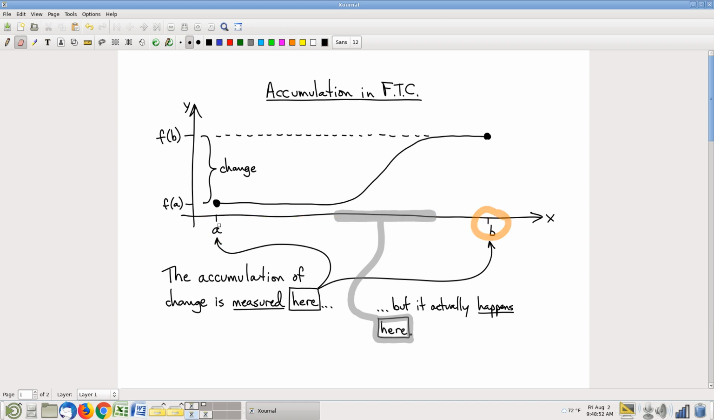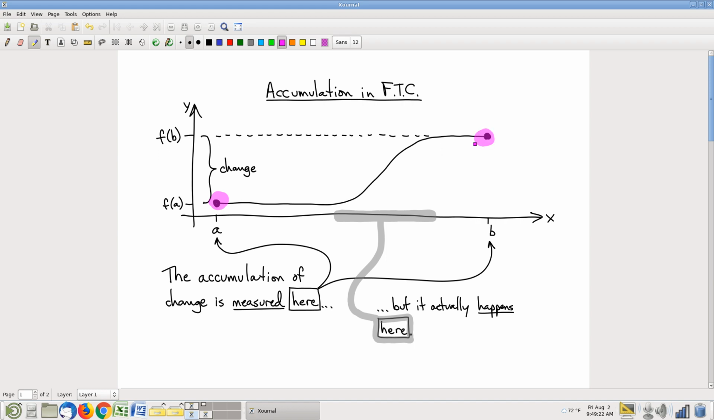And on that interval from a to b, the function changes by that amount. The function starts at that value and it ends at that value. So here's the change that we're talking about. If I write down f of b minus f of a as an integral of f prime, there's this accumulating quantity. Now I want to ask the question, where in the graph picture is the change?